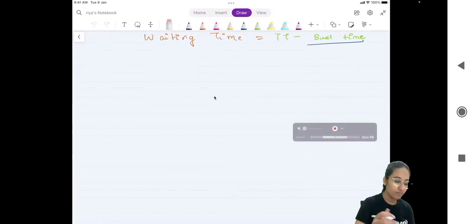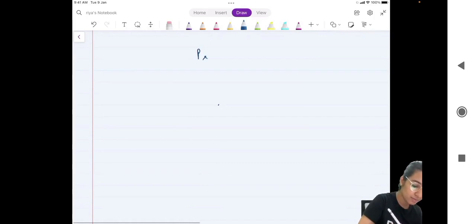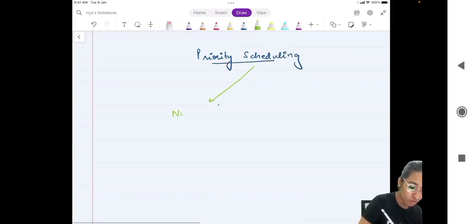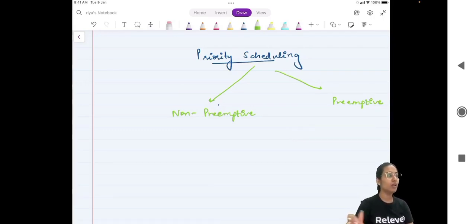As in what we discussed with the first come first serve scenario, what we can also say is that in priority scheduling also we have two parts. Priority scheduling could be non-preemptive, and it could be preemptive as well, similar to shortest job first that we discussed, which could also be preemptive and non-preemptive.